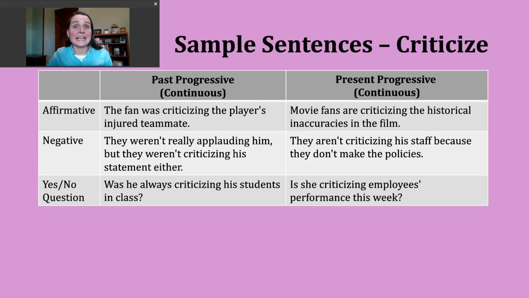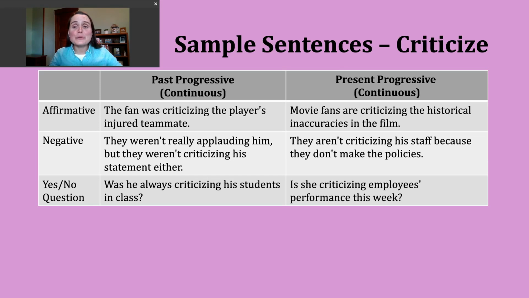Finally, let's talk about making a yes or no question in the past progressive. To do this, I start with was or were, then I'm going to use my subject, and then the ing form of the verb. An example of this. Was he always criticizing his students in class? So again, we're asking if this action was ongoing during this particular point in the past.